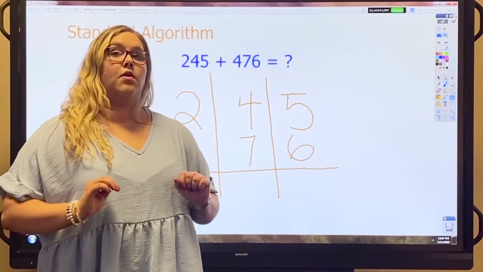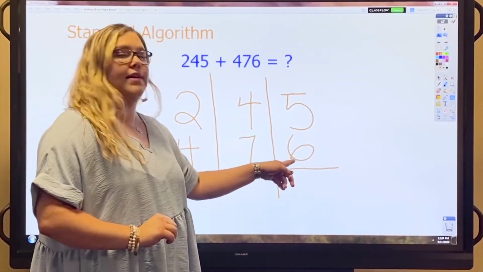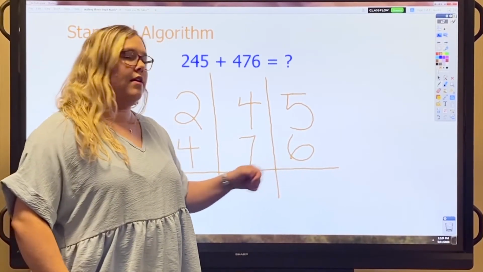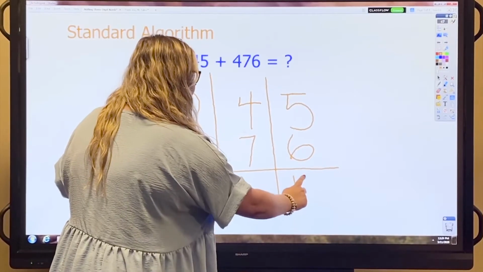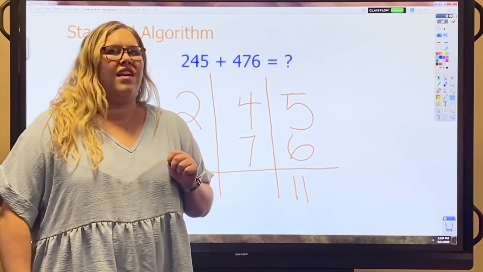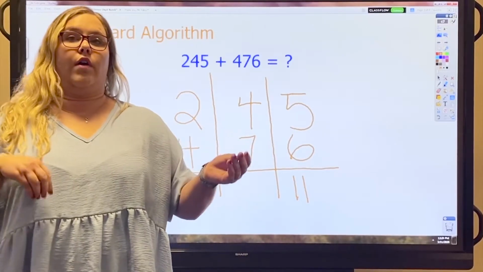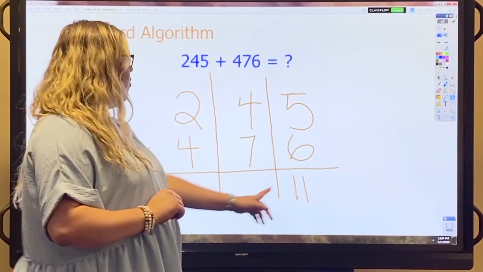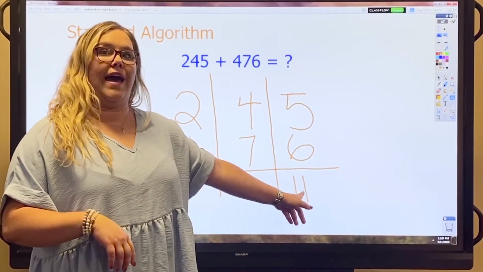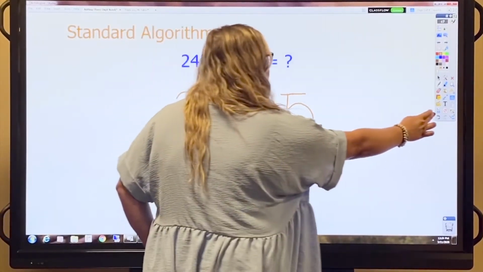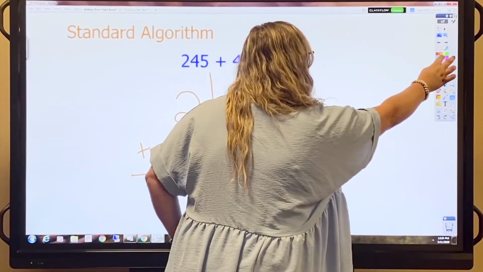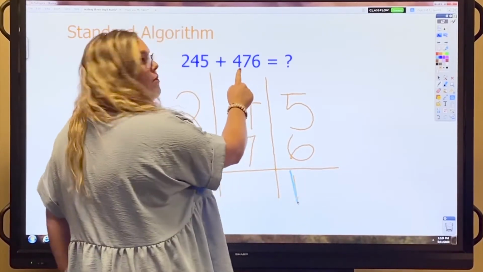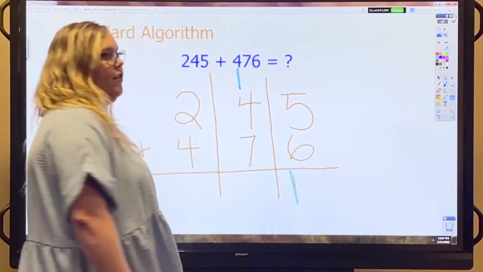So let's first look at the ones place. We have 5 plus 6. 5 plus 6 is what? 11. Should I put 11 right here? No, we have to carry the 1 over to the tens place. You should think of this as parking spots. Only one car can fit in a parking spot at a time. So, I'm going to put a 1 here, and I'm going to bring over another 1.